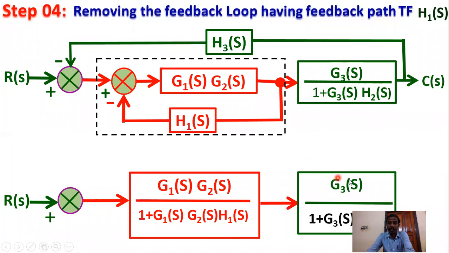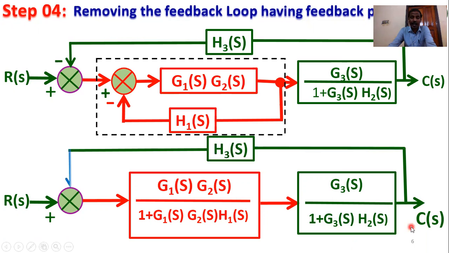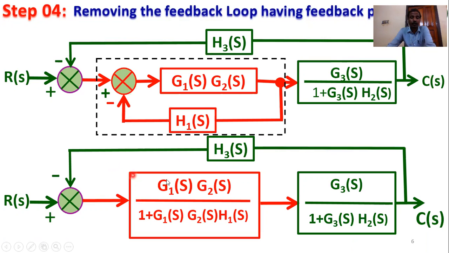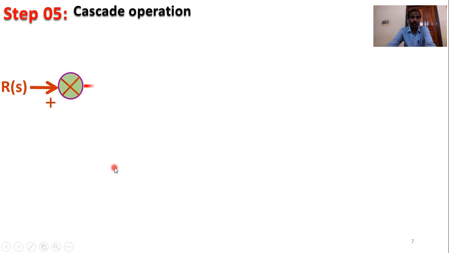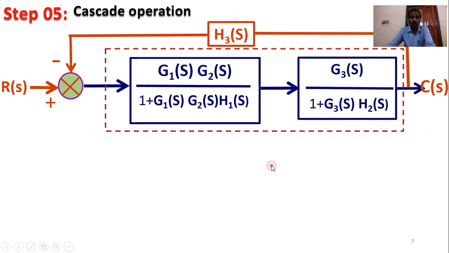Then next part, G3(s) by 1 plus G3(s) into H2(s), controlled output C(s), and H3(s), another negative feedback loop. So these two blocks are again a cascade operation. This is G1(s), G2(s) by 1 plus G1(s), G2(s) into H1(s), and this is G3(s) by 1 plus G3(s) into H2(s). These two blocks are cascaded. So first block into second block gain.